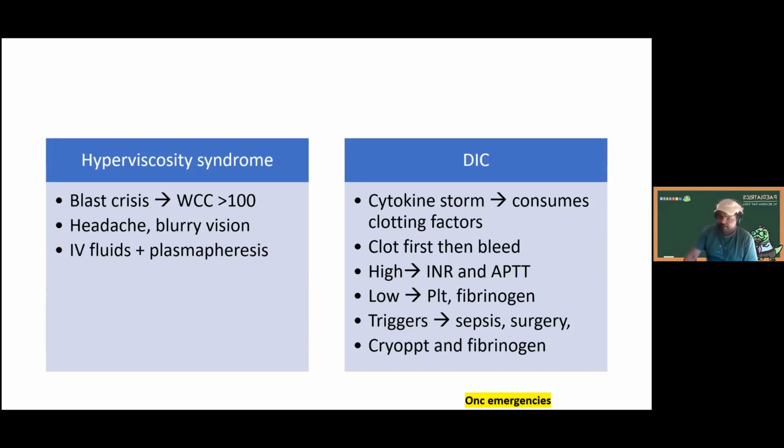Then we have DIC. So this is a cytokine storm, and these inflammatory factors end up consuming clotting factors. So the patients clot first, and then they bleed. So you have really low platelets and fibrinogen, and you have a really high APTT because these patients are bleeding. Can be triggered by things like sepsis and surgery in patients with ALL. And the main thing to know here for exams is cryoprecipitate and fibrinogen is the treatment.